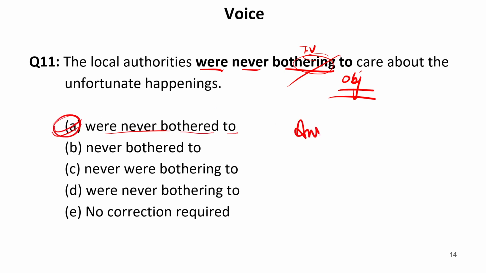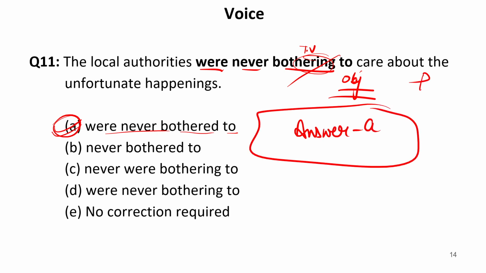So our answer is A, because the given sentence is already in passive voice. So we need no object over here, because object is already given, that is the local authorities. Were never bothered to care about the unfortunate happenings. This will be the correct answer. Now let us move to the next one.